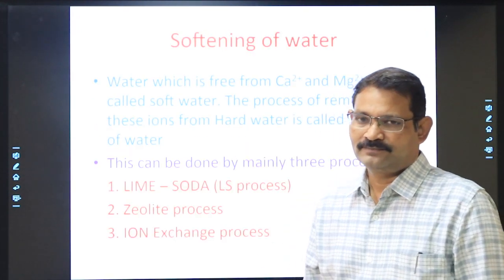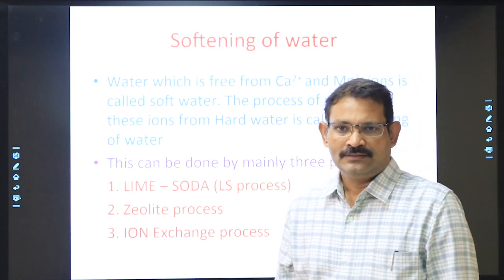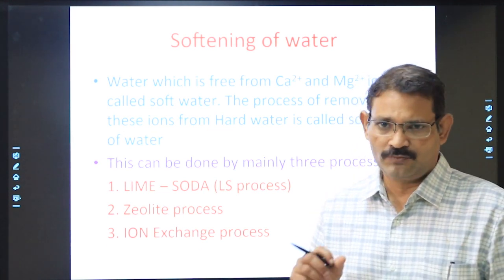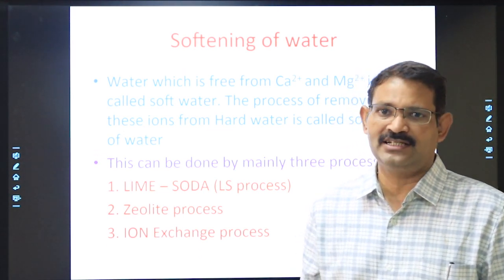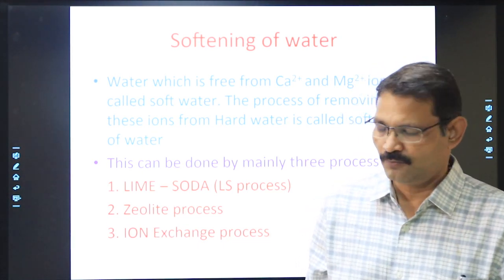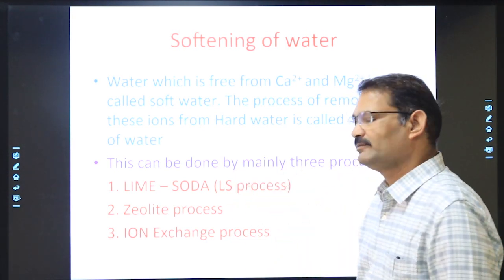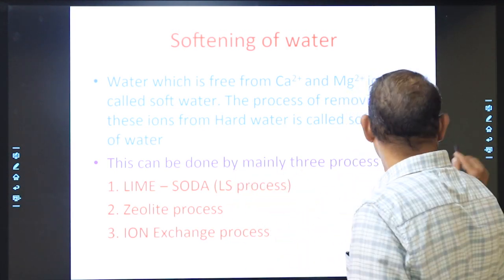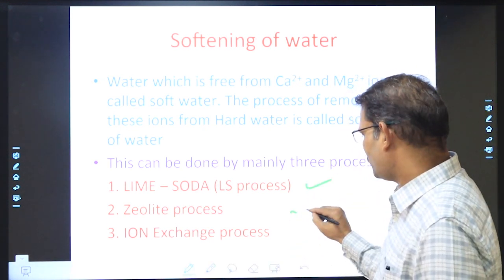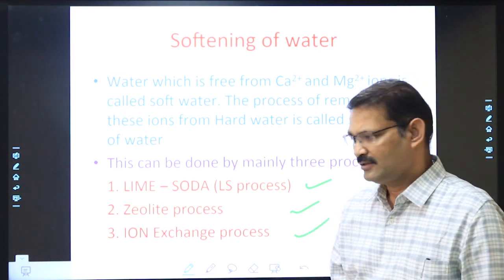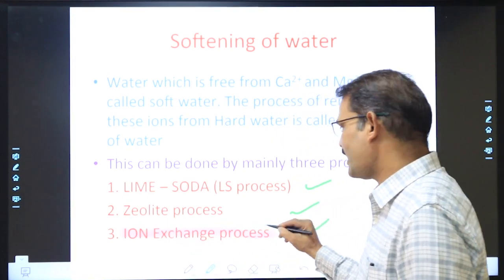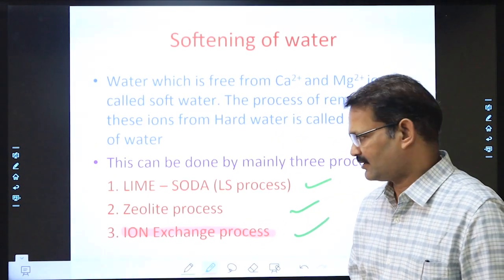So first, what is softening of water? Whenever calcium and magnesium impurities are present in water, we call it hard water. So removal of calcium and magnesium ions from water to make it soft is called softening of water. This can be done by various processes like the lime soda process, the zeolite process, and the ion exchange process. Today we are going to learn about the ion exchange process.